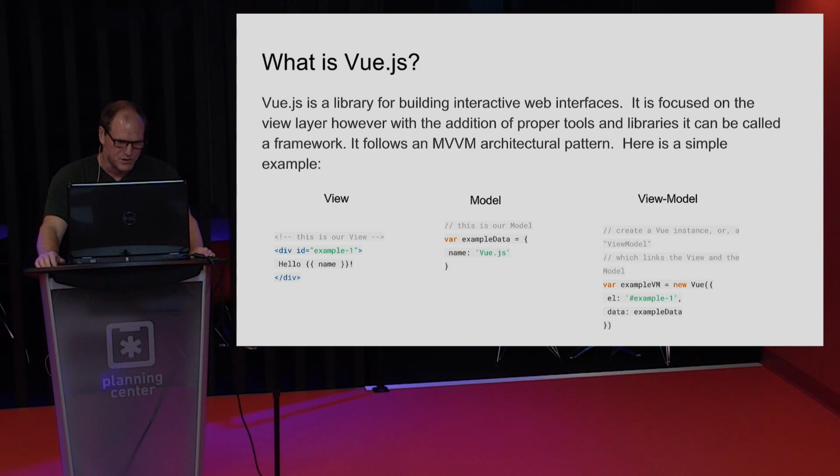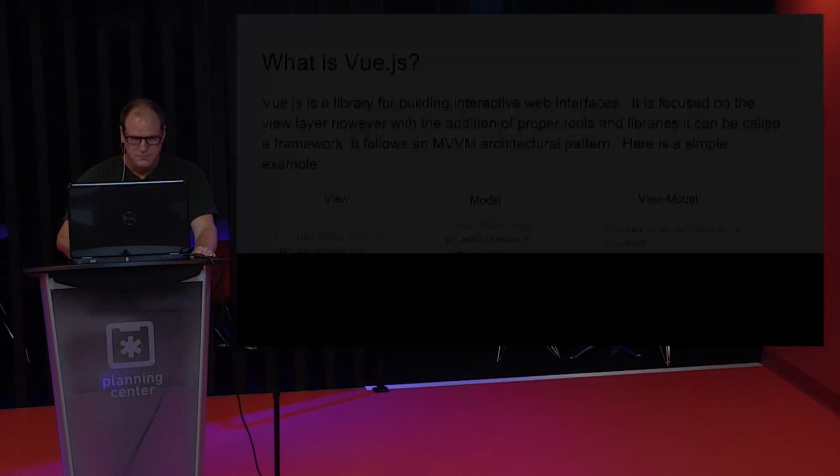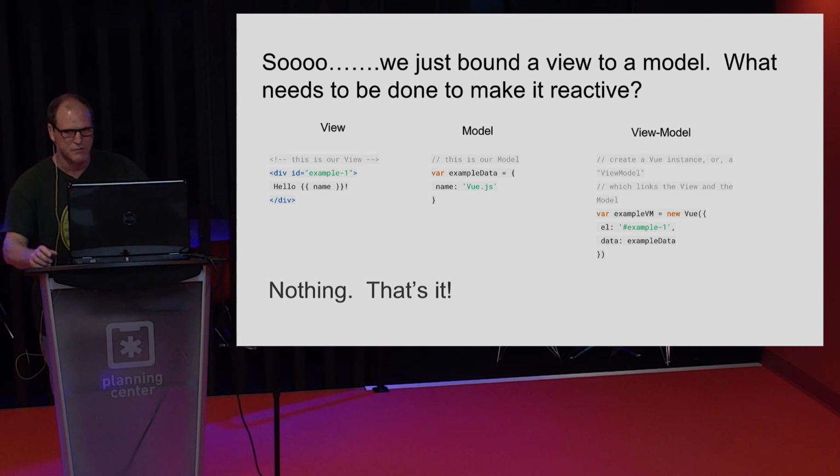And here's a really simple example. So the view is just a DOM node. In Vue, there's no virtual DOM. It's like a real DOM. And then the model is just a JavaScript object. That's all it is. Then you create an instance of Vue, and you bind the model, which is your data, to a DOM element. In this example, it's a DOM element with the ID of example1, and that's it. So we bound the view to a model.